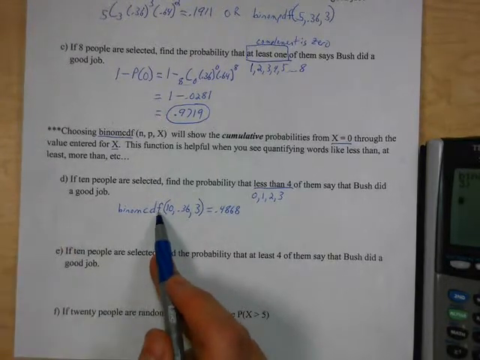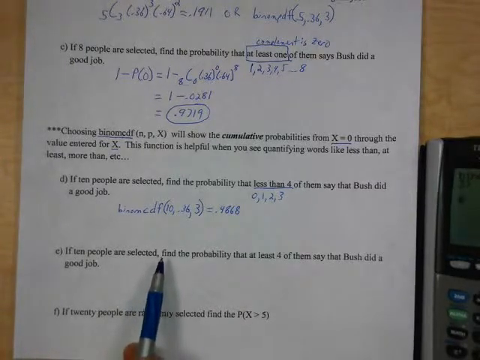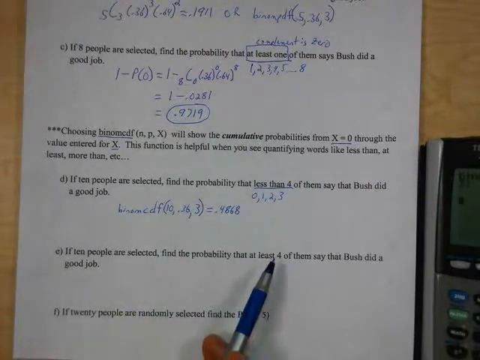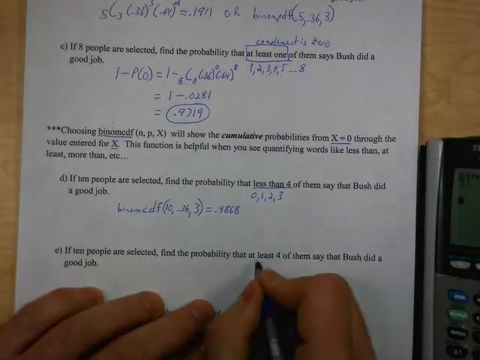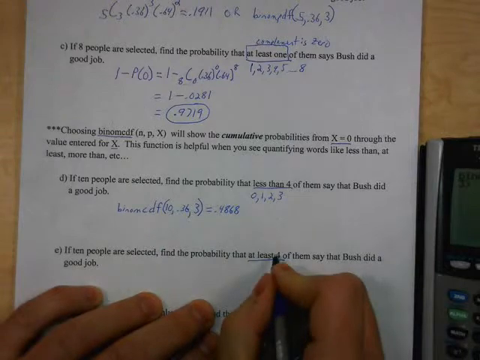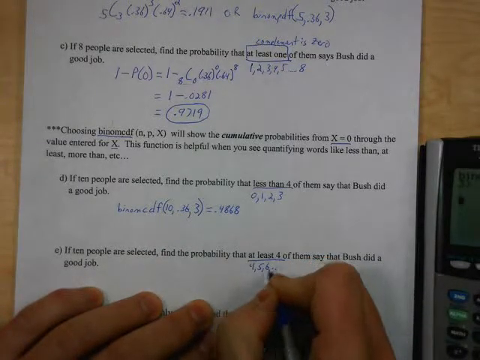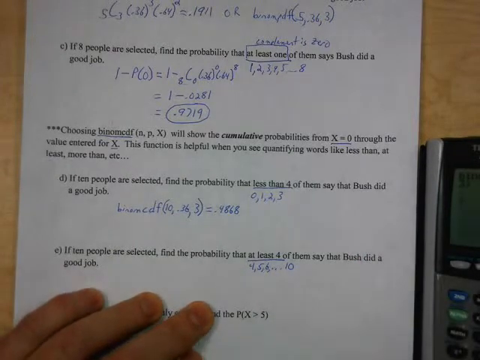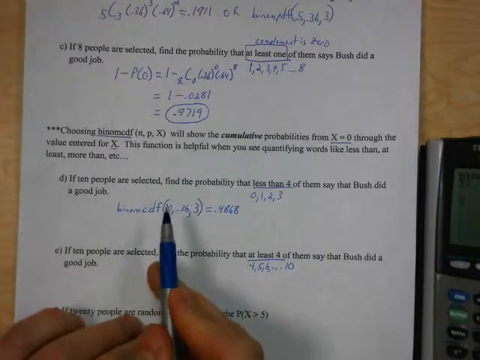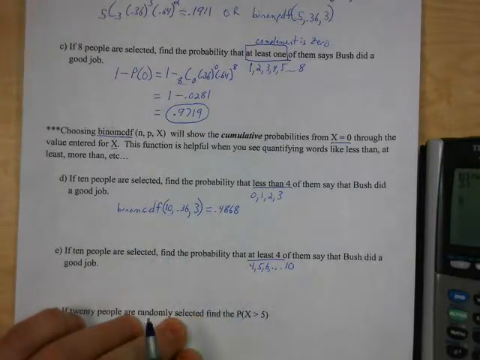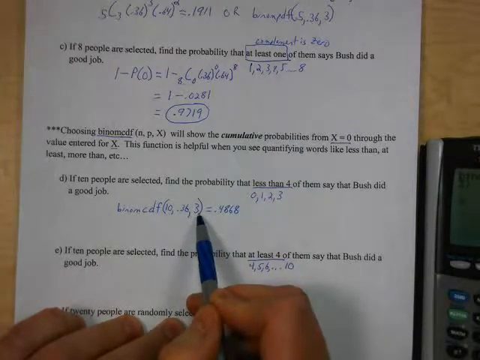Okay, so that one's not too bad. Okay, the next one, it says, if 10 people are selected, find the probability that at least 4 of them say Bush did a good job. Well, at least 4 could be 4, or 5, or 6, all the way up to 10. Now this one's a little bit trickier because remember our binomial CDF finds from 0 up through the number that we put in. So in the last case, we found from 0 to 3.